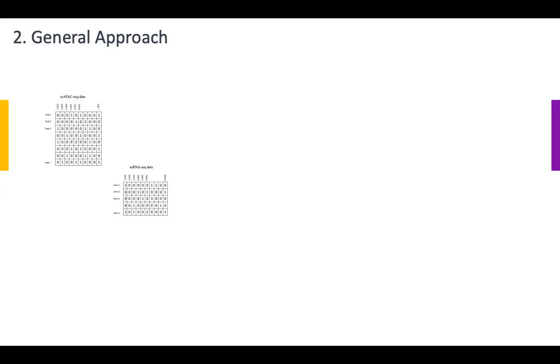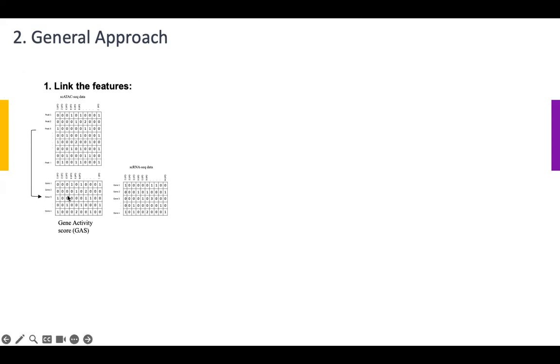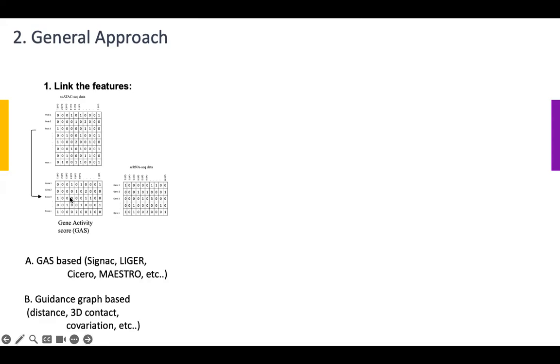When we want to integrate this, the data looks like this: ATAC-seq and RNA. You can see neither the cells nor the features are matching. So the first thing we do is find a way to link the features. Many methods calculate the gene activity score, which is basically predicting the gene expression from the ATAC-seq data, and then the two datasets both have gene features and are easier to integrate. There are also other methods that use different approaches like guidance graphs.